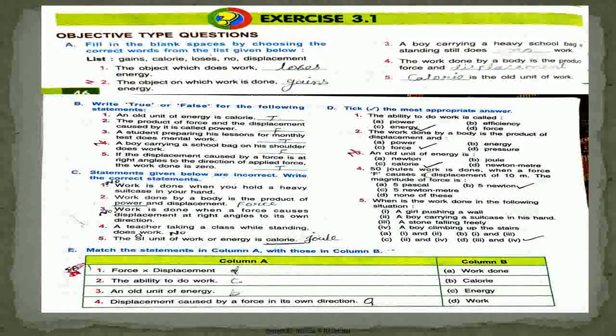So here I am finishing this unit 3.1. I hope you understood. In our next unit, we will see the kinds of energy.